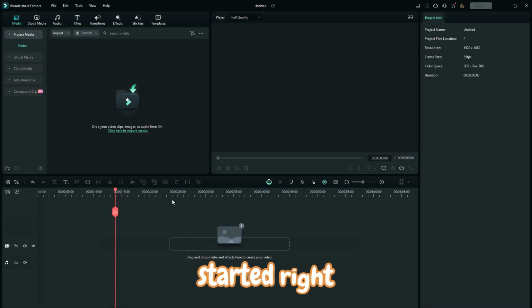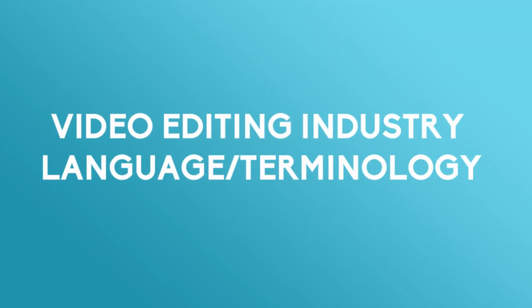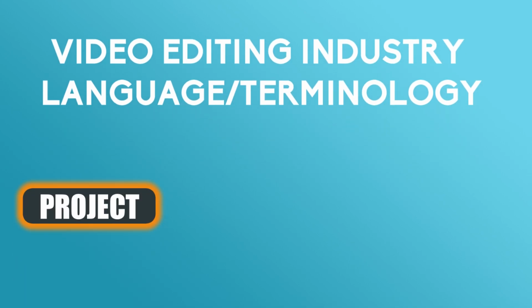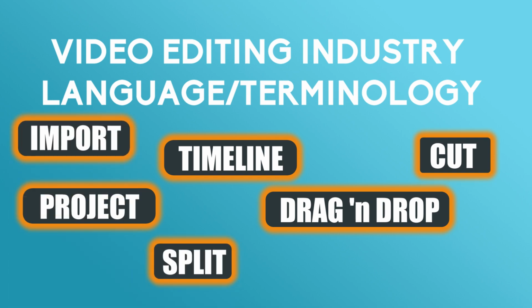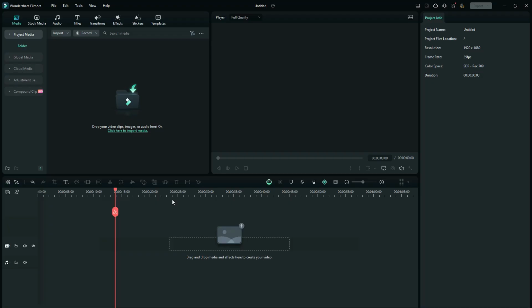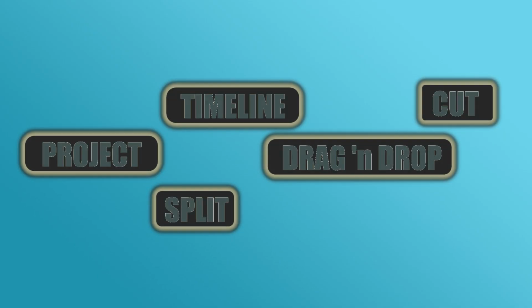Alright, so to get you started right, I want to let you know that there's a language that we use in this industry, just terminology and the way we use it. For example, there are words like projects, timeline, drag and drop, cut, split, and so forth. So now, as your very first task, I would like you to understand very well these terms, the way we use them in this industry of video editing.